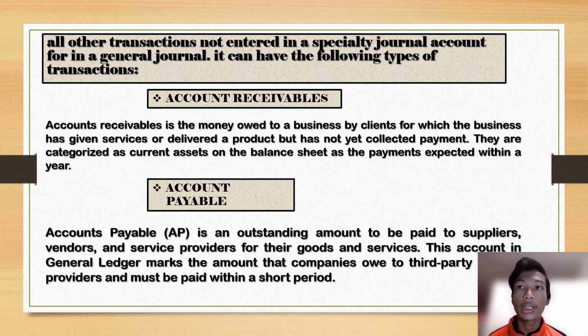Second is account payable. Account payable is an outstanding amount to be paid to suppliers, vendors and service providers for their goods and service. This account in the general ledger marks the amount that companies owe to third-party providers and must be paid within a short period.